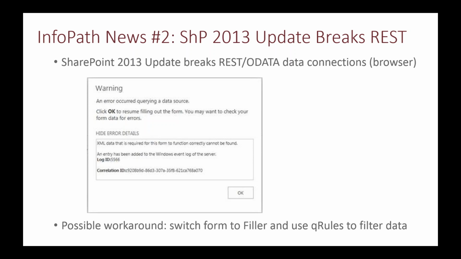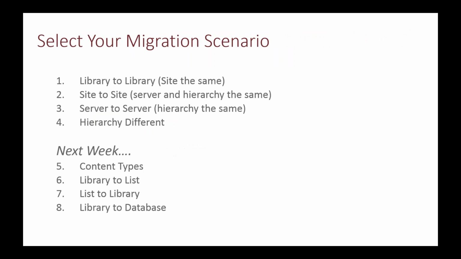Now there is a workaround. You could just switch to the filler. You could use something like QRules to filter the data. It's not a great workaround right now. So I just want you to be aware of this, that there are some regressions now with the service pack updates for SharePoint. Okay, so we're done with the news.